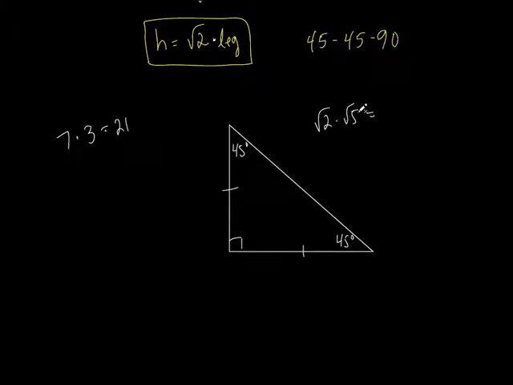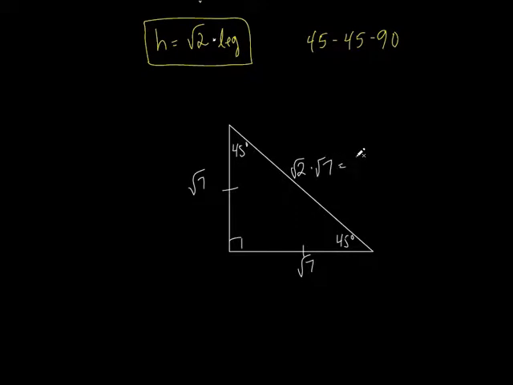Make sense? All right. So let's do another one. Same kind of deal. I'll just stick another number in here. What if we use the square root of 7? All right, so if this is square root of 7, the bottom is the square root of 7. What's the hypotenuse going to be? Square root of 2 times the square root of 7. Right, it's the square root of 2 times the square root of 7. And what does that give you? Square root of 14. Just leave it like that.